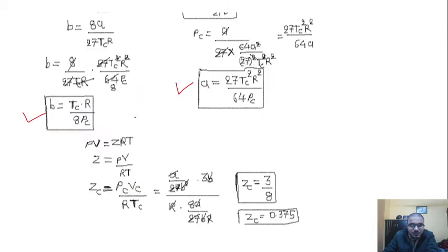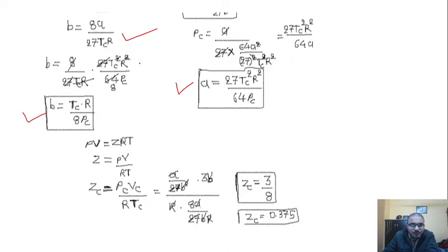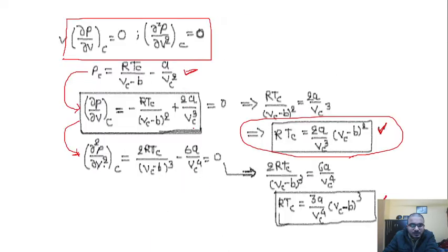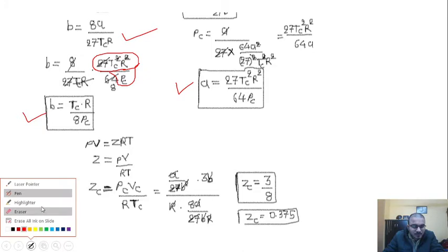So the same thing is done here, and instead of A we have put this value, that is 27B square PC. Instead of A we have used this. So finally you can see this we have. Okay, let's repeat this part.